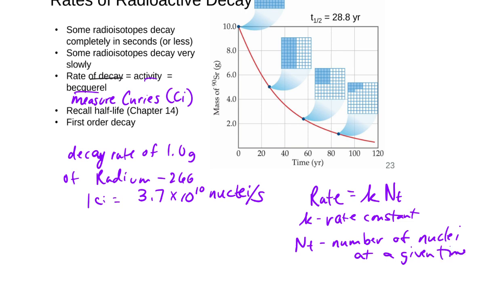Now, this is a bit different than what we saw with rate in chapter 14, because we were often looking at maybe gases or solutions. And so we would be working in concentrations. Now we're looking at a number of nuclei. Okay, so these are going to be large numbers of nuclei. So we're going to be invoking Avogadro's number in order to come up with a value for the number of nuclei. Okay.